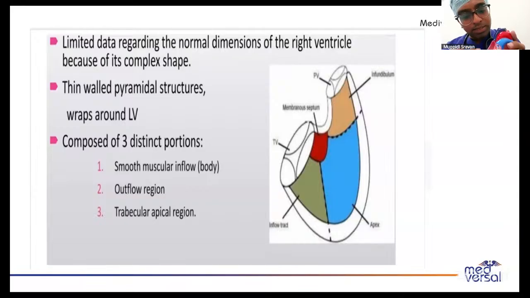It has three components: the smooth muscular inflow body, the trabecular apex region, and the outflow region. The right ventricle has three parts. It is generally a thin pyramidal structure which wraps around the LV, the left ventricle.